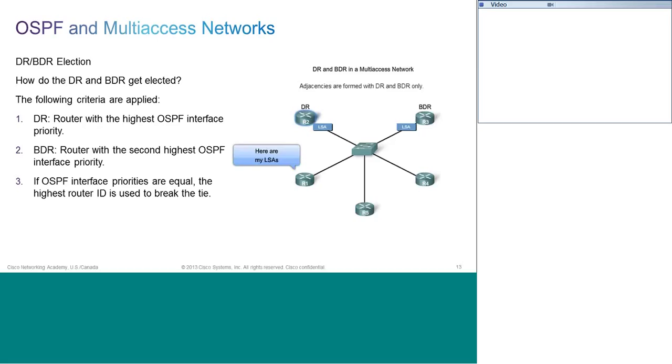If you don't manually change the priorities, what's going to happen? If OSPF interface priorities are equal, the highest router ID is used to break the tie.